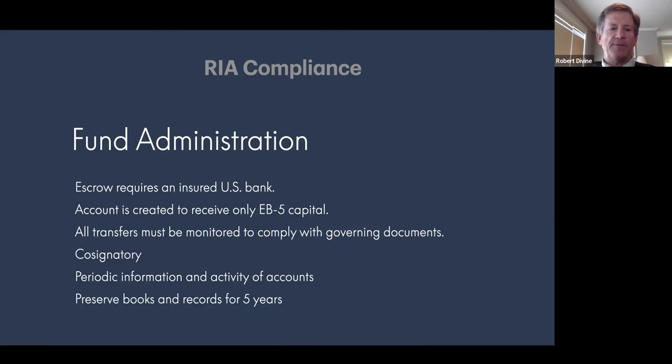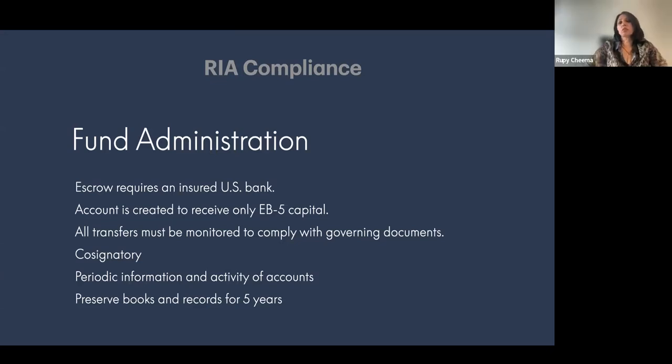And then there has to be periodic information. Some of that information would be the investors can request from the fund administrator, I want to see documents about how this money's been handled. And they are entitled to get that within like 30 days. And then documents have to be kept for a long time just to confirm what was done.